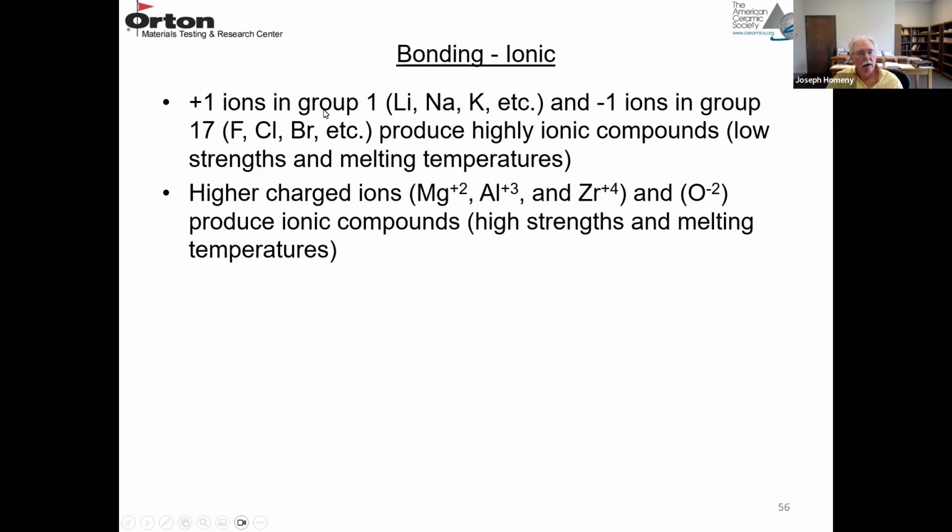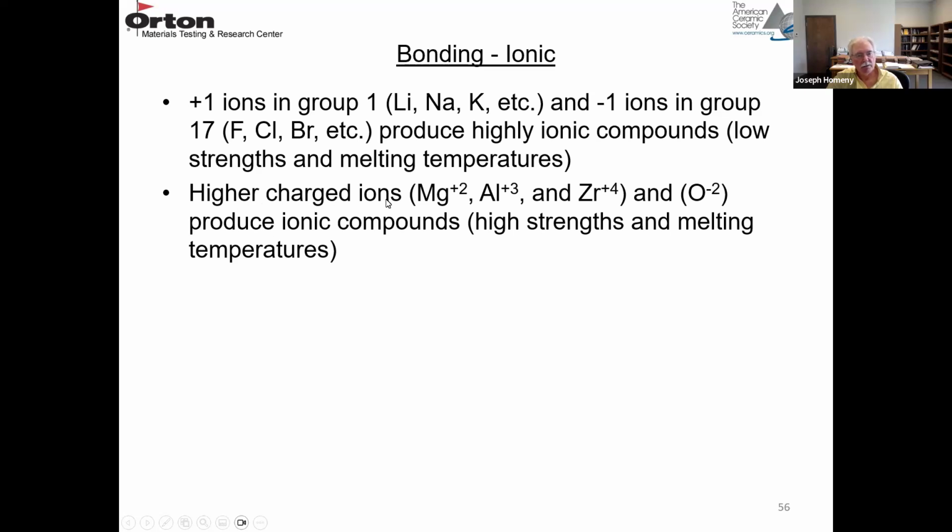So +1 ions in group 1, the first column in the periodic table, lithium, sodium, potassium, and so on, and the -1 ions in group 17, which is fluorine, chlorine, and bromine, produce highly ionic compounds because they have a high electronegativity difference. These tend to have low strengths and low melting temperatures.